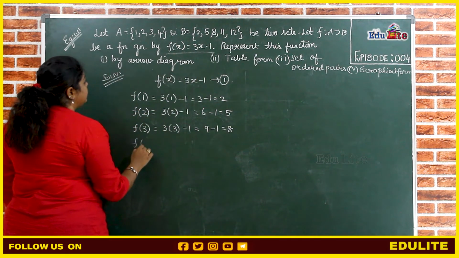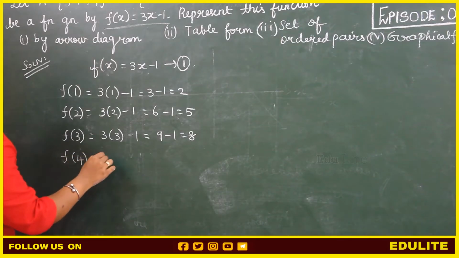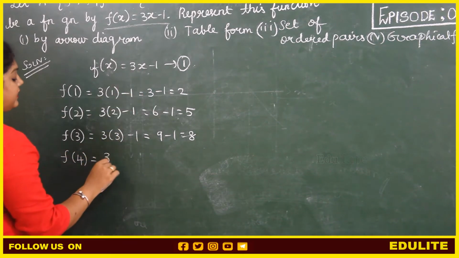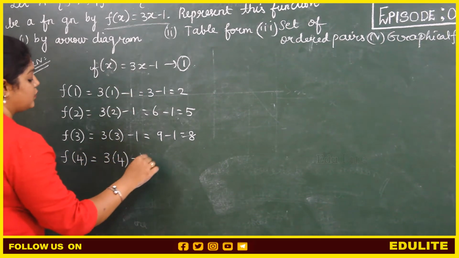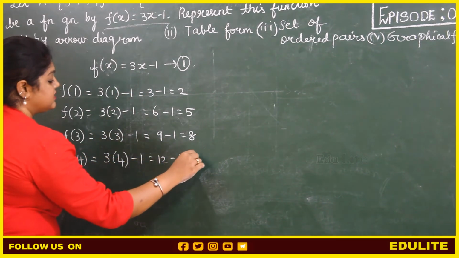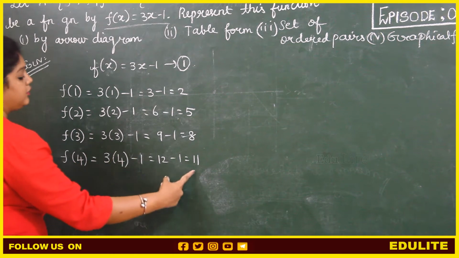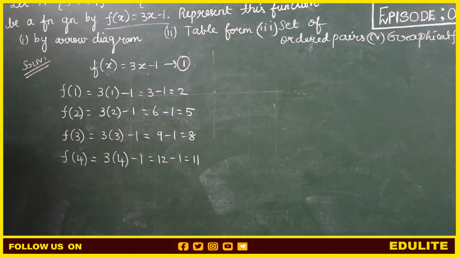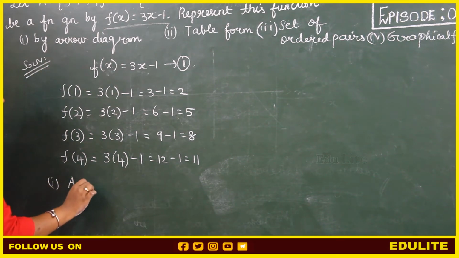Next we have to find for 4. Substituting the value of x as 4, we get 3 into 4 minus 1, 12 minus 1, which is 11. Therefore 4 is mapped to 11. We have found the function values. We will represent this one by one. First we have to represent it by an arrow diagram. Let us see how to do that.